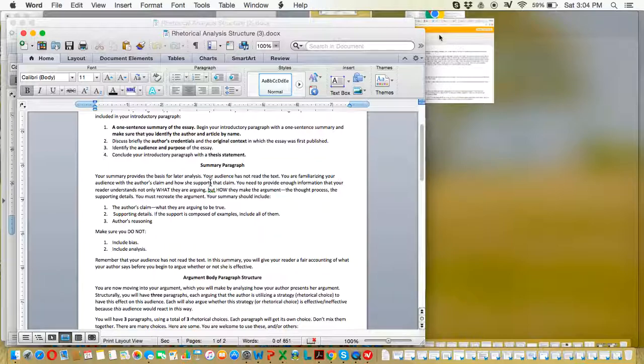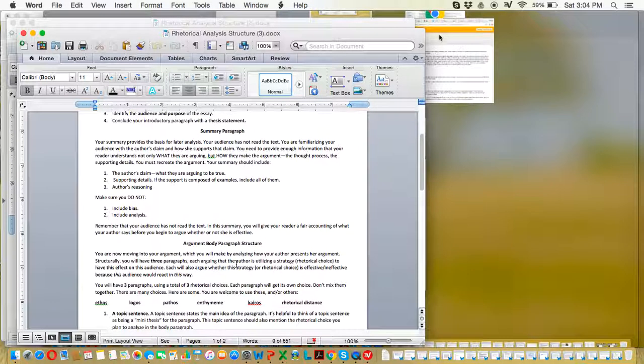So you want to be completely unbiased in this presentation at this point. You're saying what the author said, what the author argues. You want them to fully understand the article before you talk about how you interpret it. So no bias, no analysis. That comes later. Your bias doesn't come later, but your analysis does.